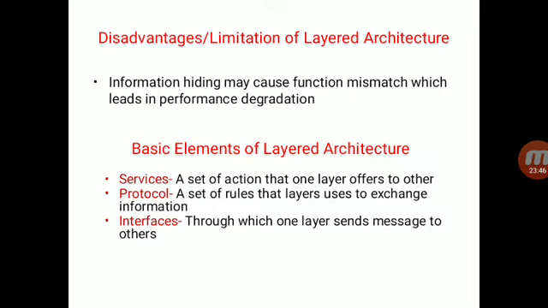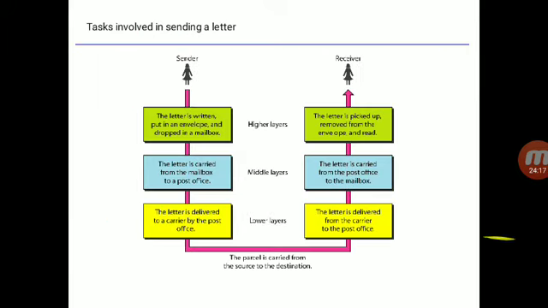Then there are the basic elements of the layered architecture. First, services: a set of actions that one layer offers to the upper or lower layers. Then the protocol: a set of rules that layers use to exchange information between each other. And the interfaces, through which one layer sends a message to other layers. So these are the three basic elements of the layered architecture. Now this is the best example where we can understand the concept of network.